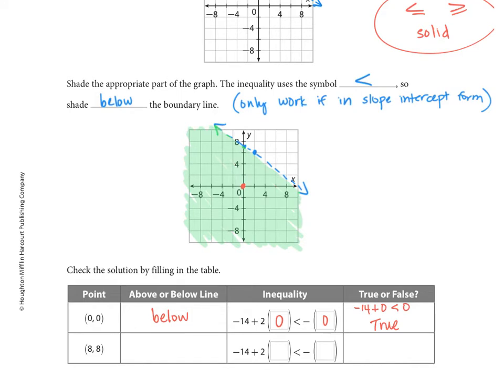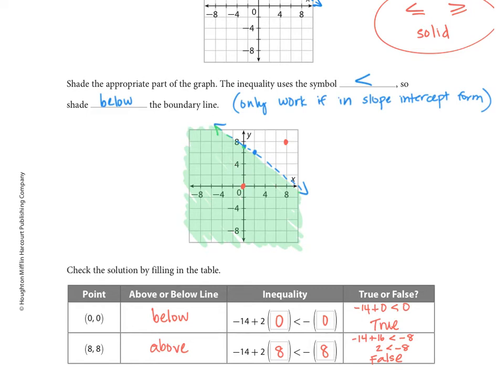All right, so 8, 8 is up here in this non-shaded part. This is above the line, which means I better get something that's false. For x and y, I'll plug in both 8s. I'm going to get negative 14 plus 16. Is that less than negative 8? I have to do a little more math here. 2, is that less than negative 8? It's not, so it's false, which means 8, 8 is not a solution.